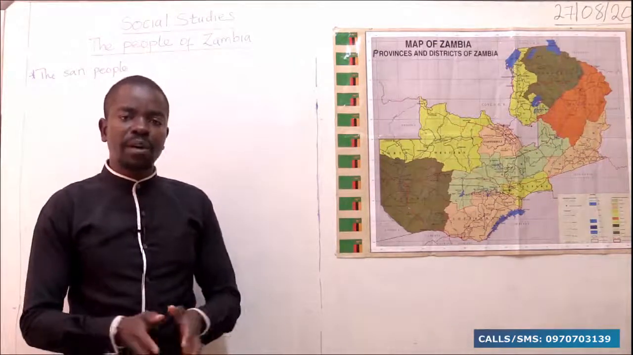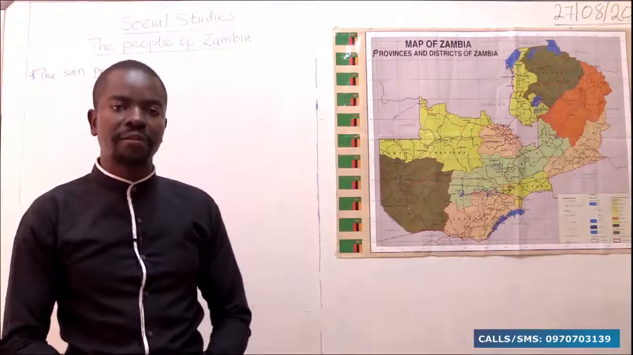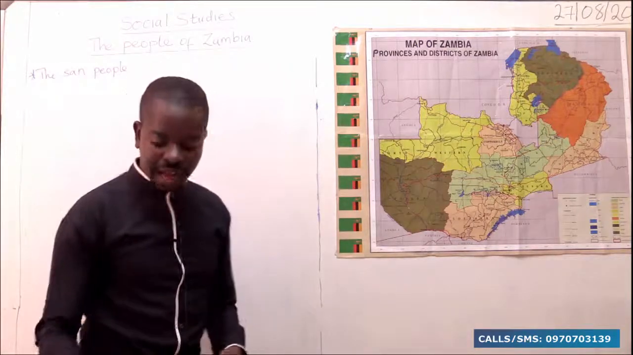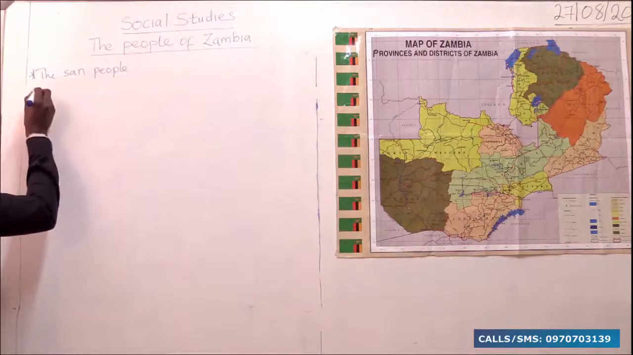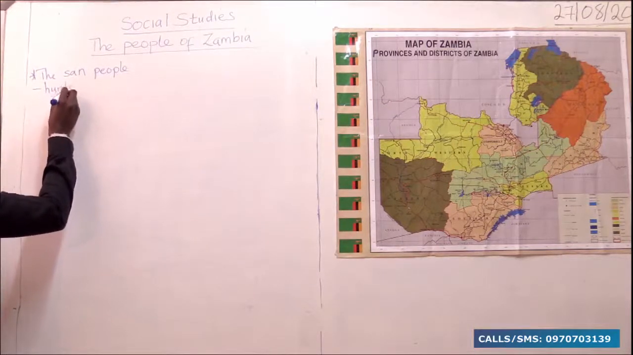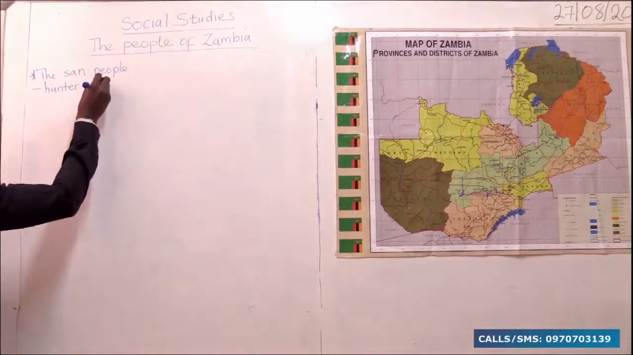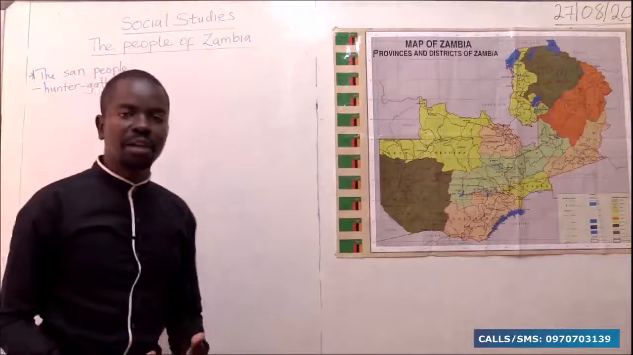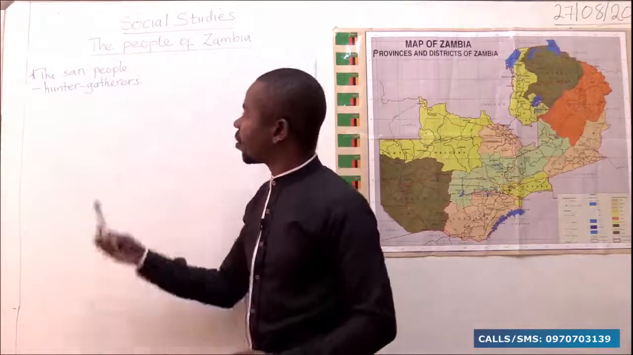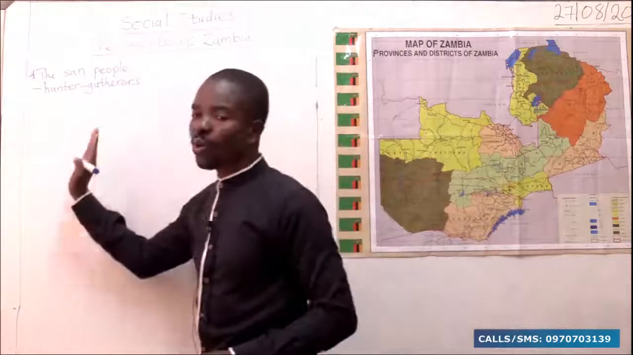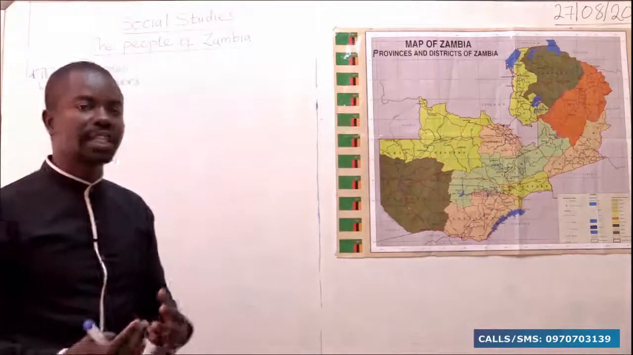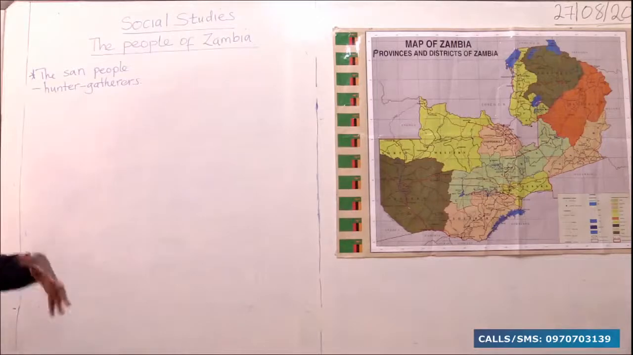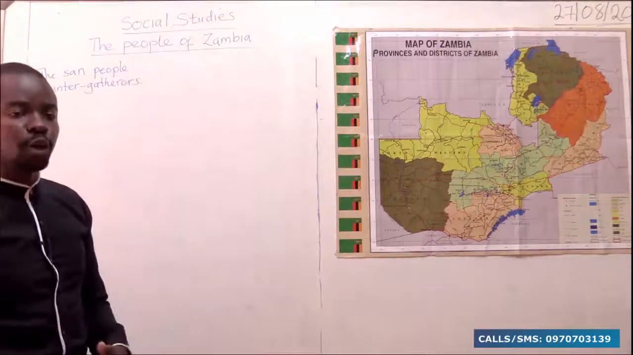So how did the San people live in Zambia, or how did they survive? The earliest people to live in Zambia were hunter-gatherers. What does it mean when we say they were hunter-gatherers? They were hunter-gatherers in the sense that they used to hunt animals such as antelope that are found in the bush for food.